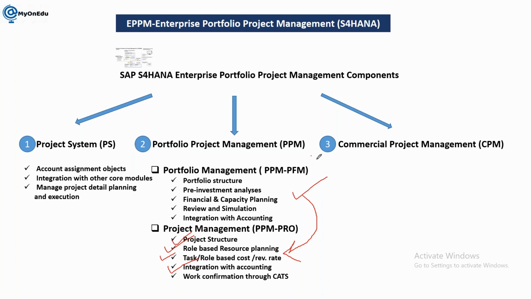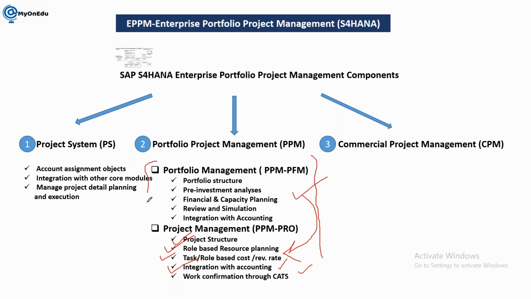In portfolio project management, we don't have any accounting object. You cannot directly post any cost to any object. We need to take help from other modules, so SAP has given a provision to integrate with internal order or project system. Work confirmation through CATS, cross application timesheet, you can integrate with HCM, and you can integrate with EPC, MRS. There are some additional options, but primarily when we are understanding it, these are the major options which we have here.